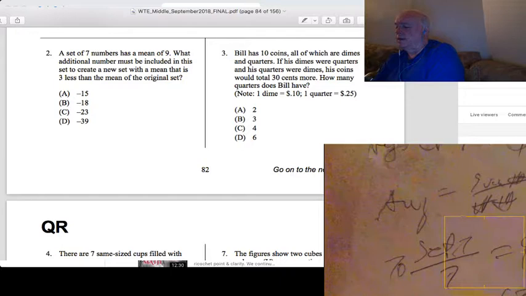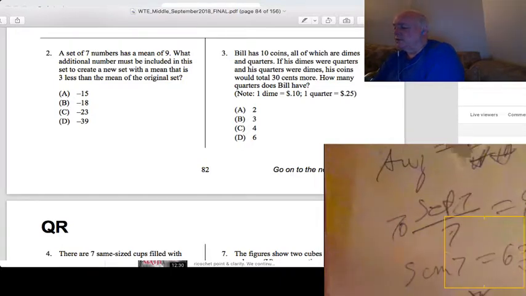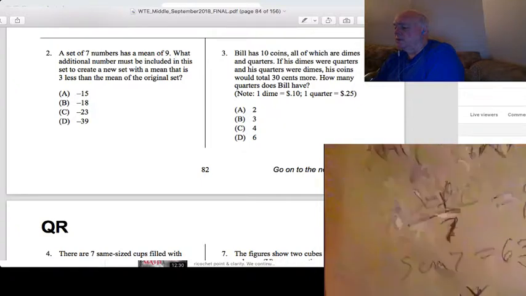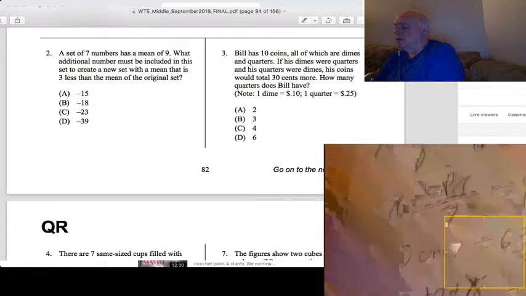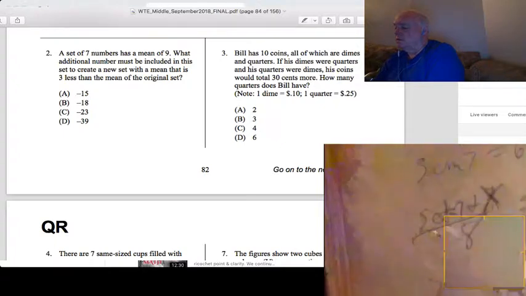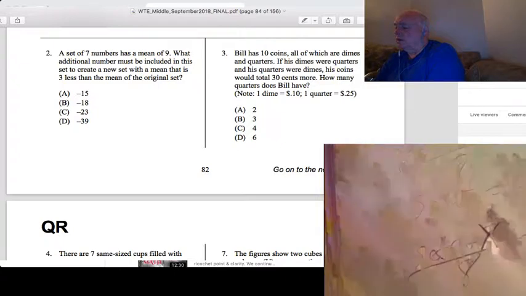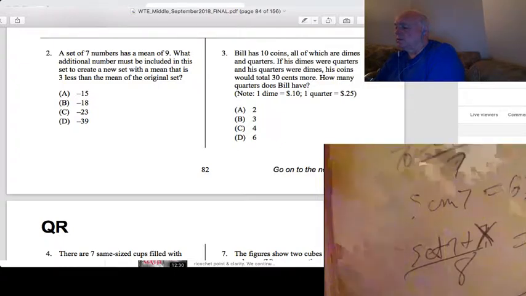So that's our answer. And if we feed it back in, we have the set of 7 plus the x over 8. The set of 7 was 63, plus the minus 15, over 8. So we know this is 48, and 48 over 8 is 6.